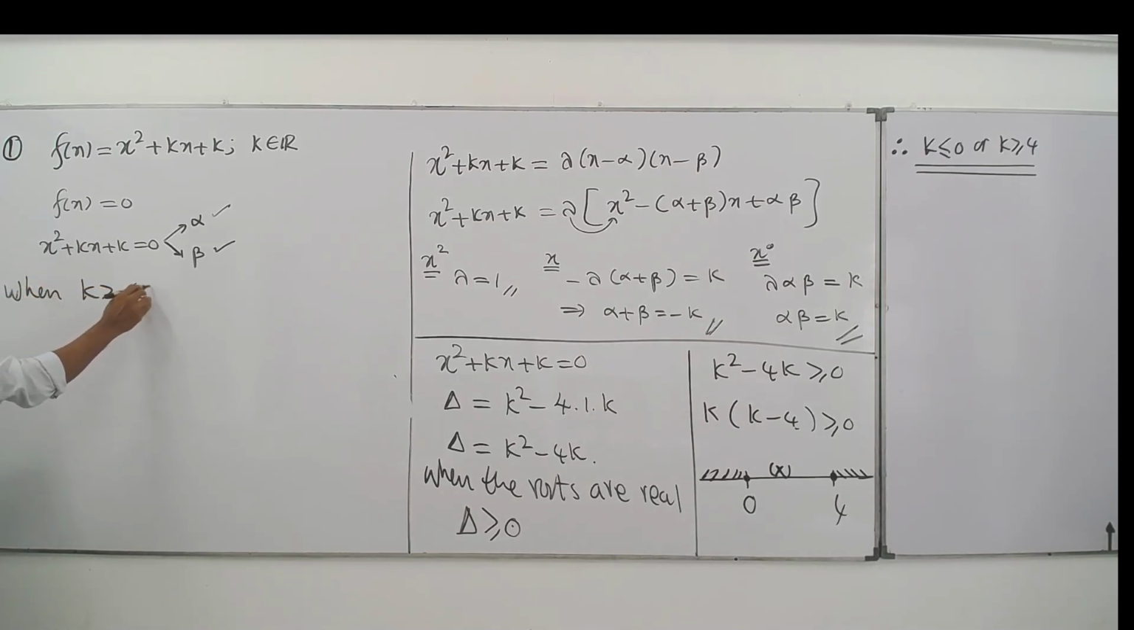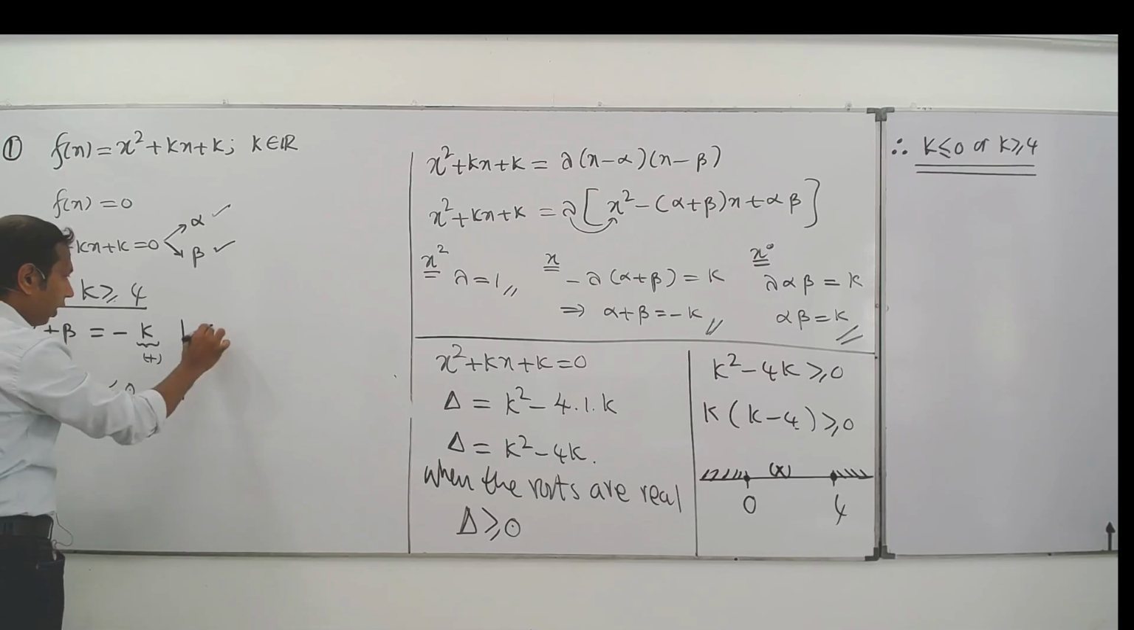When k is greater than or equal to 4, in this case, alpha plus beta we found is equal to minus k. This k is 4 or greater than 4. Anyhow, this is positive because k greater than or equal to 4 means this k is positive. But before it we have a minus sign. Then this right hand side complete answer is negative. That says alpha plus beta answer is negative.